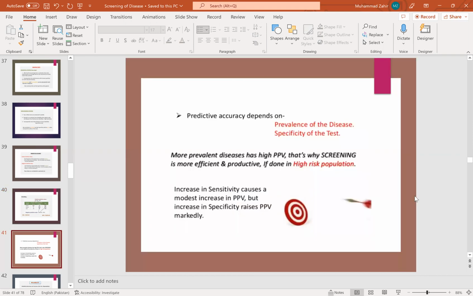Predictive value depends upon the prevalence of the disease and specificity of the test. More prevalent disease, high positive predictive value. That's why screening is more efficient and productive if done in a high-risk population. An increase in sensitivity causes a modest increase in positive predictive value, but an increase in specificity raises positive predictive value markedly.